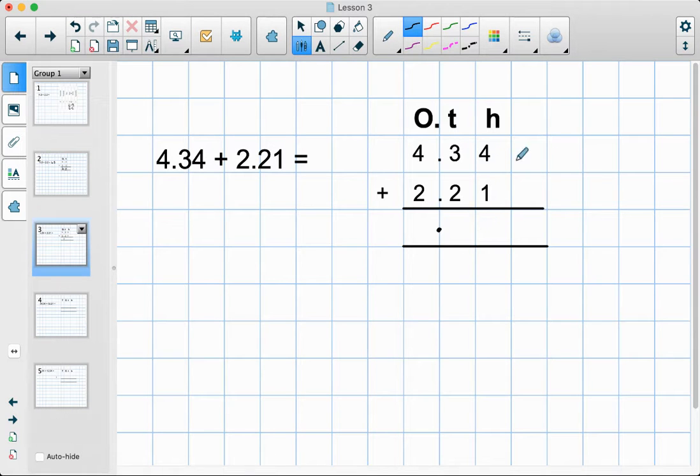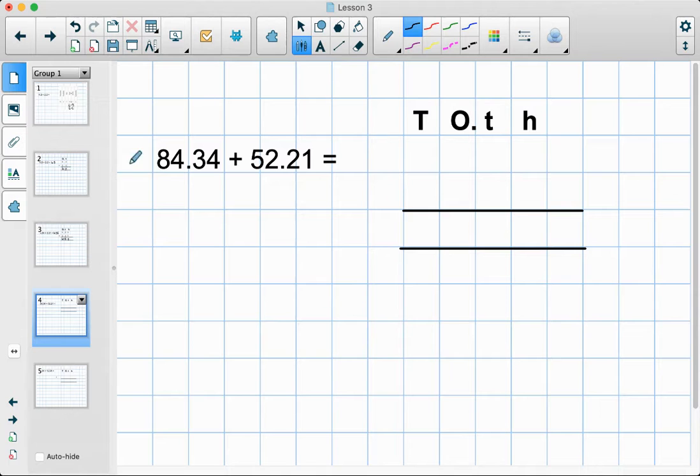So again, we're going to start from this side here. We've got 4 add 1, and that is 5. We've got 3 add 2, and that is 5. Then we've got 4 add 2, which is 6. So here we have got 6.55.